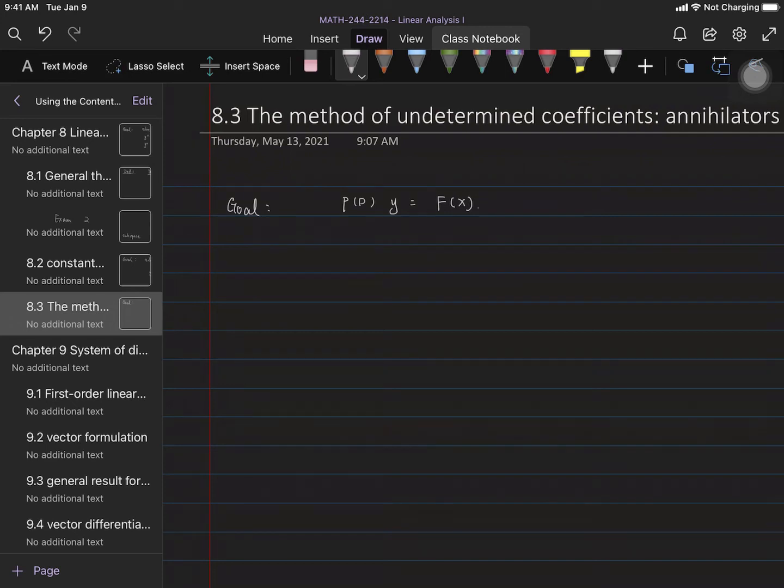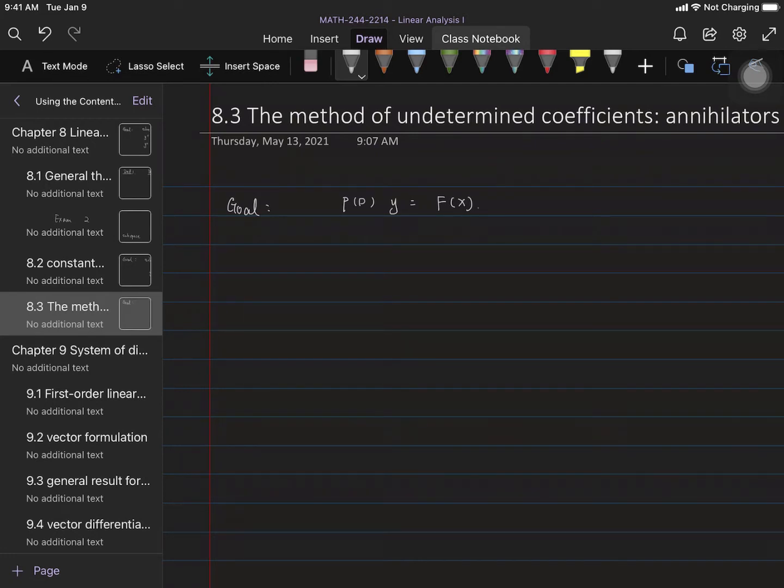Hello, today we are going to study section 8.3, which is the method of undetermined coefficients. Firstly, let's take a look at what we are going to do in this section. We are going to solve non-homogeneous differential equations.